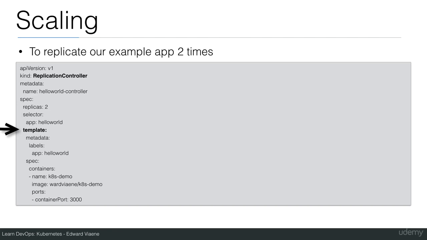Then we have a template. Here goes our pod definition. The pod definition also has metadata. We have the label, the same one as you saw under the selector, and then we have the pod specification. We still have one container with the name Kubernetes demo and an image, and we expose port 3000. What the replication controller is going to do in this case is it's just going to run 2 times the pod that is defined in the template. How this works on a Kubernetes cluster, I'm going to show you in the next demo.